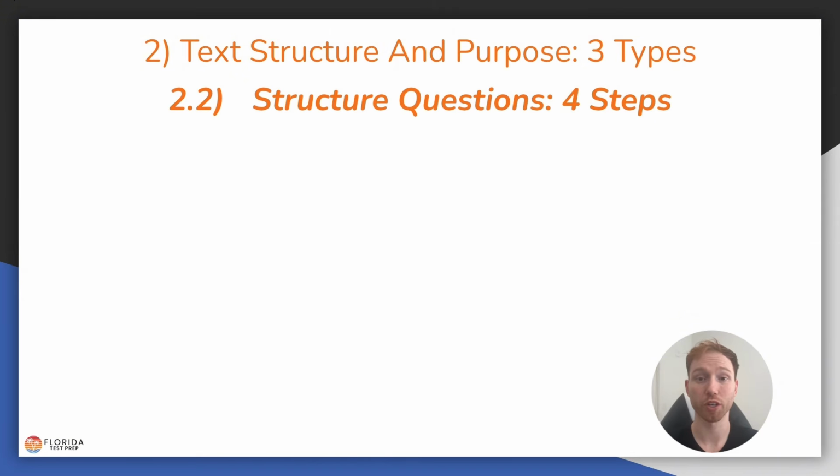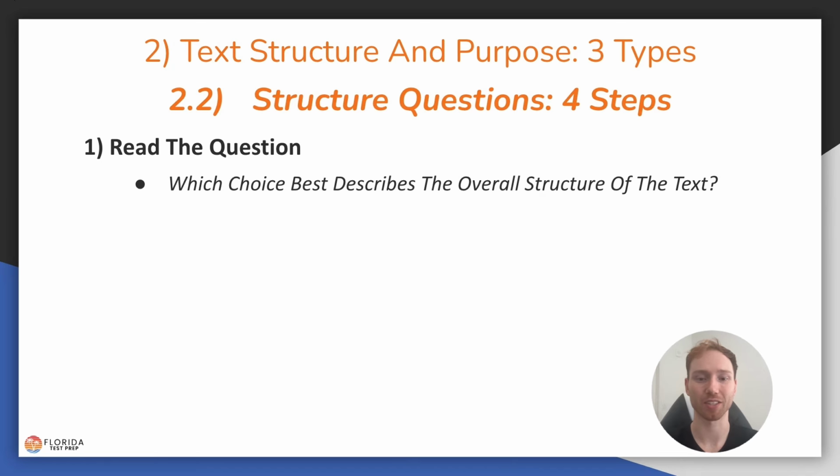The next type of question is going to be what I call structure questions. Here's how to solve it in 4 steps. The first step is to read the question. This asks you which choice best describes the overall structure of the text. Then you want to read the passage.